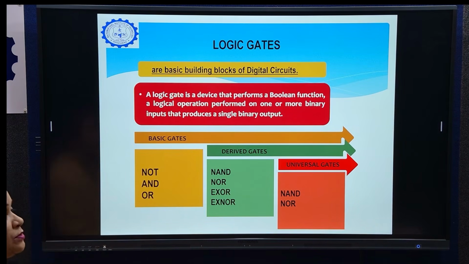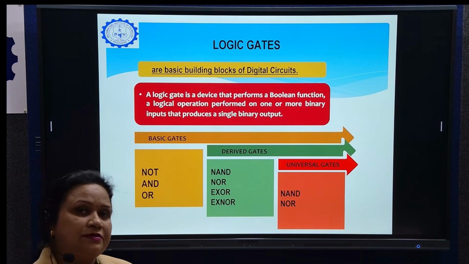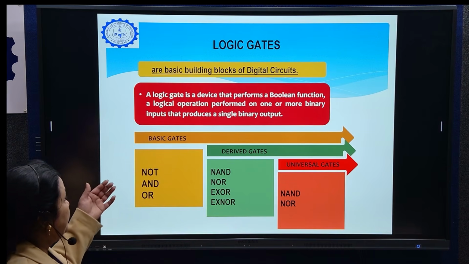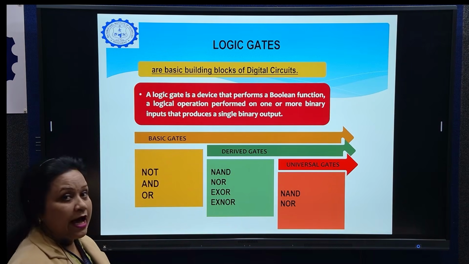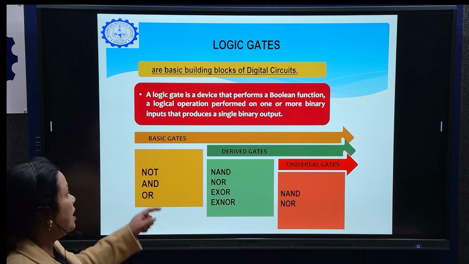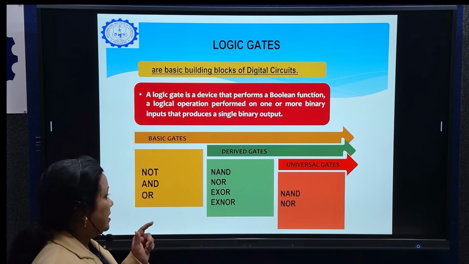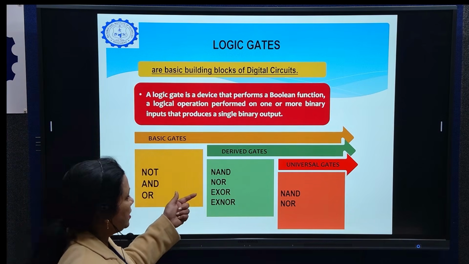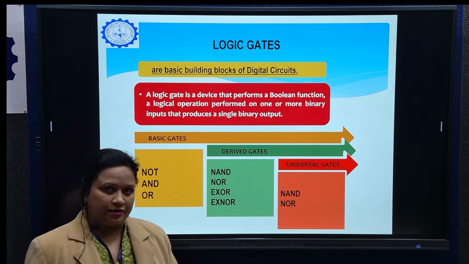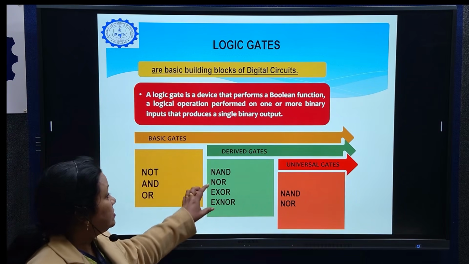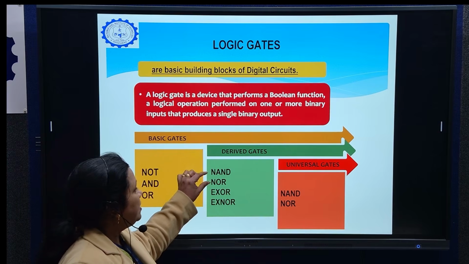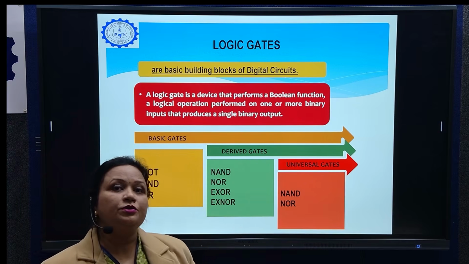Now, what are the types of logic gates? Logic gates are classified as basic gates like NOT gate, AND gate and OR gate. These three are known as basic gates. Next are derived gates. These are NAND gate, NOR gate, XOR and XNOR gate, right? Amongst these derived gates, NAND and NOR gates are also known as universal gates.